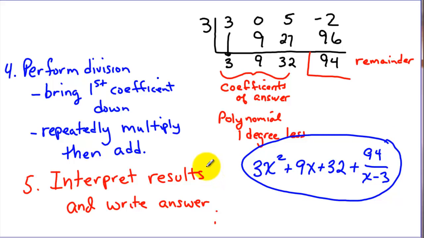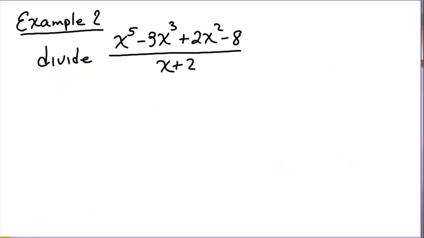So let me go through two more examples just to help give you some additional ideas to look at. Here we are missing an x to the 4th term, so we're going to have to add an x to the 4th. And we're missing an x term, so I have to add 0x. On the denominator, if I set that equal to 0, I'm going to get negative 2 for my 0. So we'll put the negative 2 to the left.